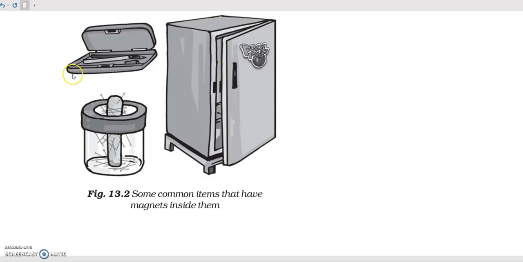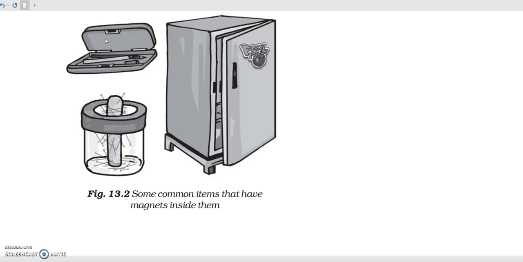Now, you must have seen a compass box like this, and this type of pin holders. In this type of pin holder, the pin seems to be sticking to the holder, right? And in this type of pencil box, the lid fits tightly when we close it, without even any locking arrangement. But still, it would be closed properly, right?